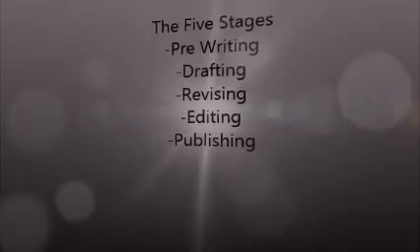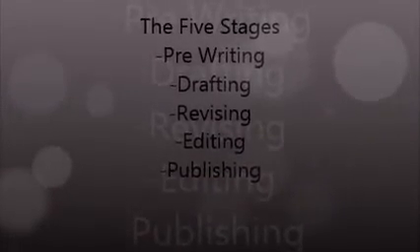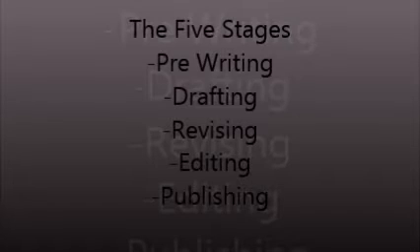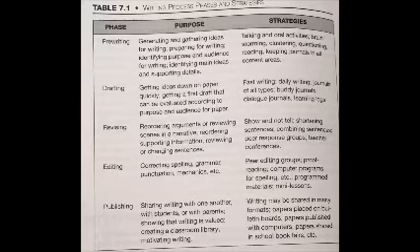The 5 stages introduced in the chapter for process writing that students experience are pre-writing, drafting, revising, editing, and publishing. As you can see from the chart pulled from the P&B book, the stages are explained more in depth.